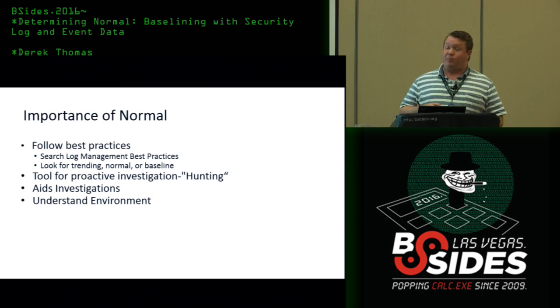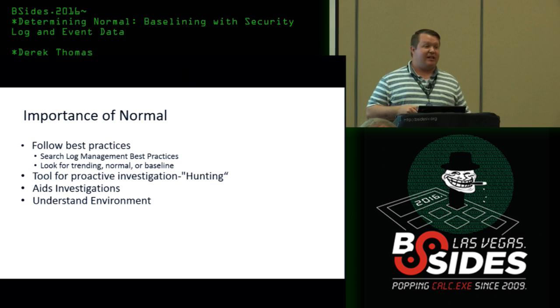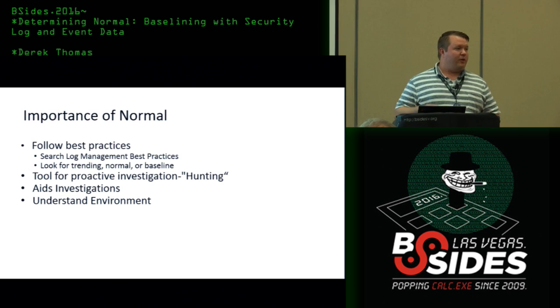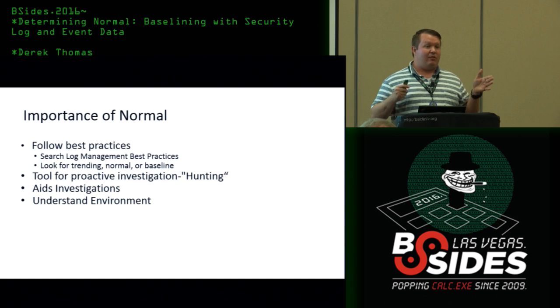So why is the importance of normal? Has anybody here been asked to determine what's normal or try to trend data or create baselines? If you Google log management best practices, everything says that. So hopefully this will be a tool for that. Beyond just alerting on thresholds, there's also a tool for proactive investigation, or what some people call hunting. I've seen that frequently, looking for deviations in traffic in an unknown data set, so that you'll be able to use this to go back in time and look if anything abnormal happened during that time.